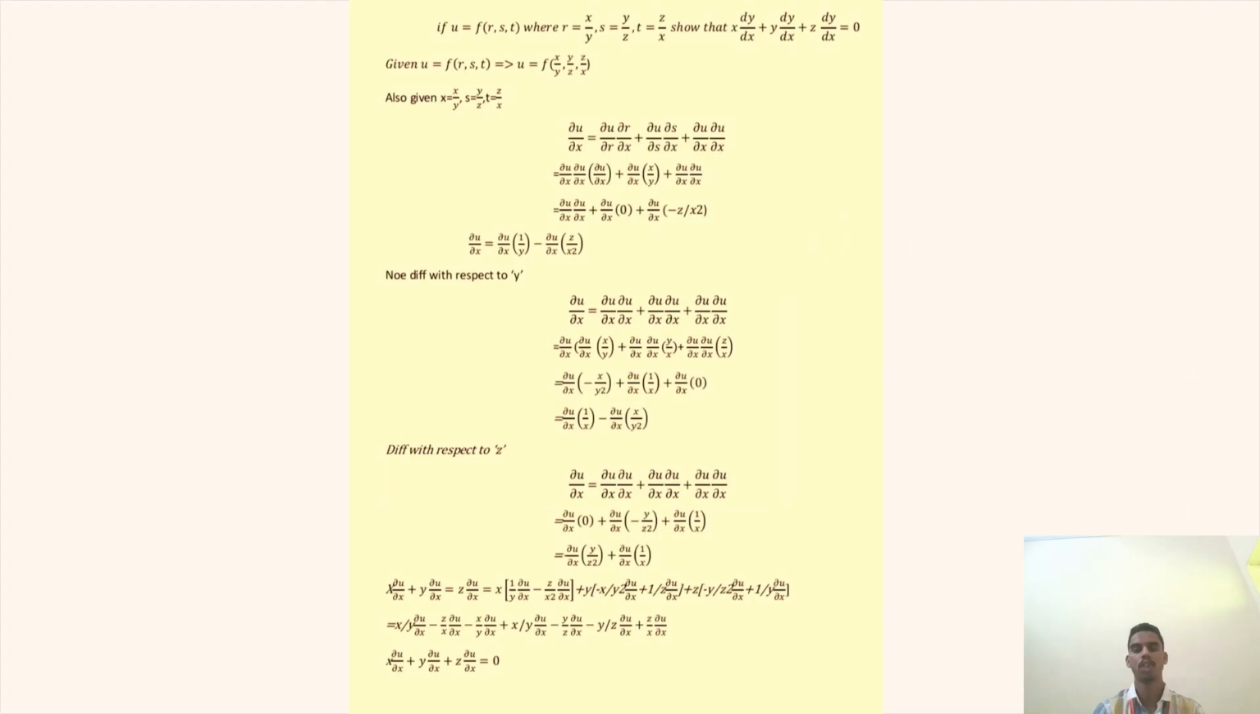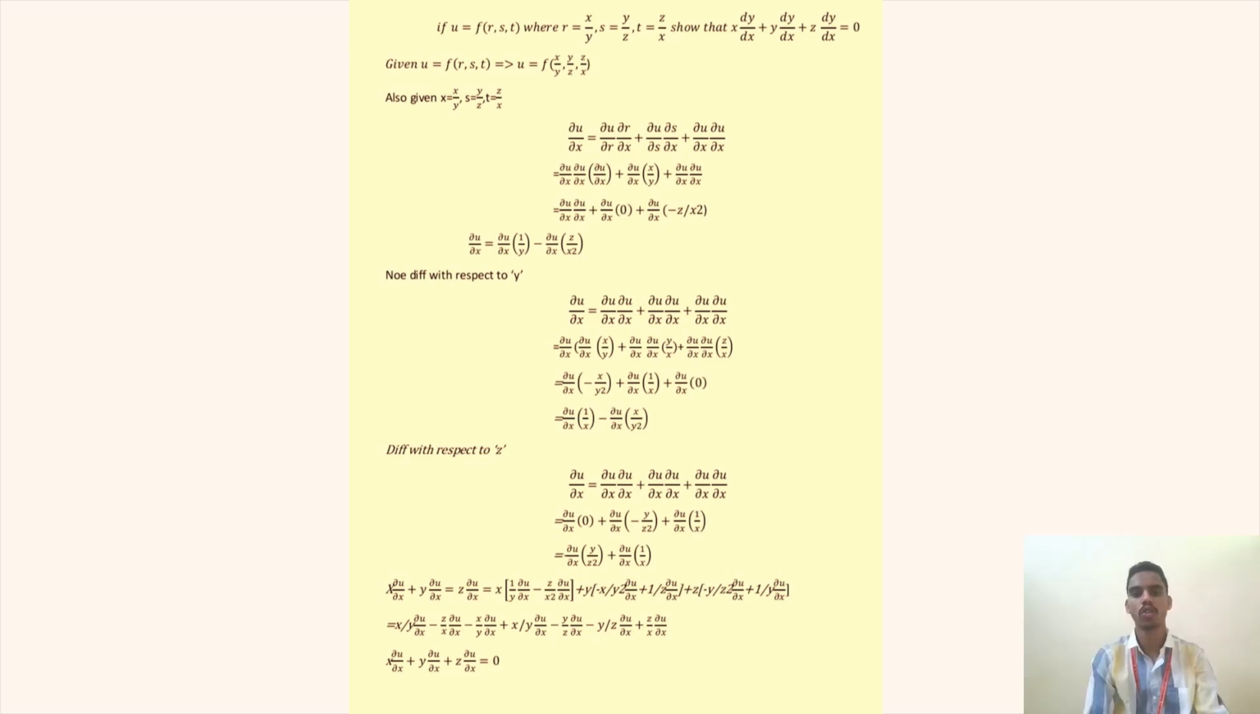The question given for me is: if u equals f of r comma s comma t, where r equals x by y, s equals y by z, t equals z by x, show that x dou u by dou x plus y dou u by dou y plus z dou u by dou z equals 0. Given u equals f of r comma s comma t, that is u equals f of x by y comma y by z comma z by x. Also given r equals x by y, s equals y by z, t equals z by x.